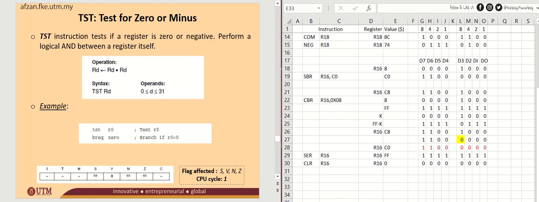And then we have TST. TST stands for test for zero or minus. This TST instruction tests if a register is zero or negative, by performing a logical AND of the register with itself. You only do the testing to see the sign flag, negative flag, and zero flag.